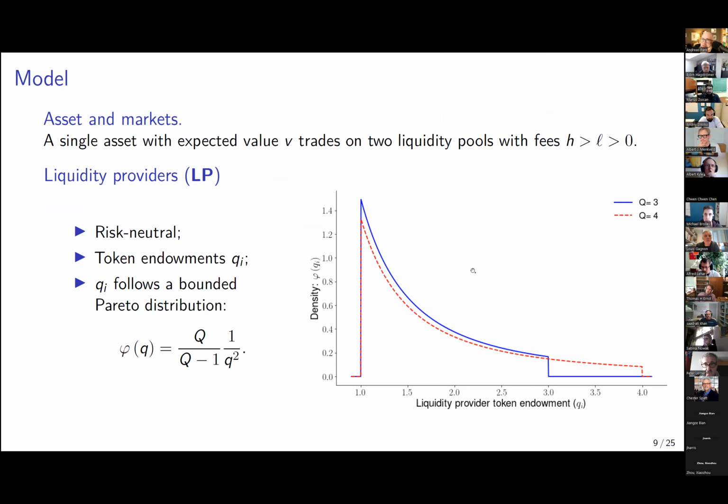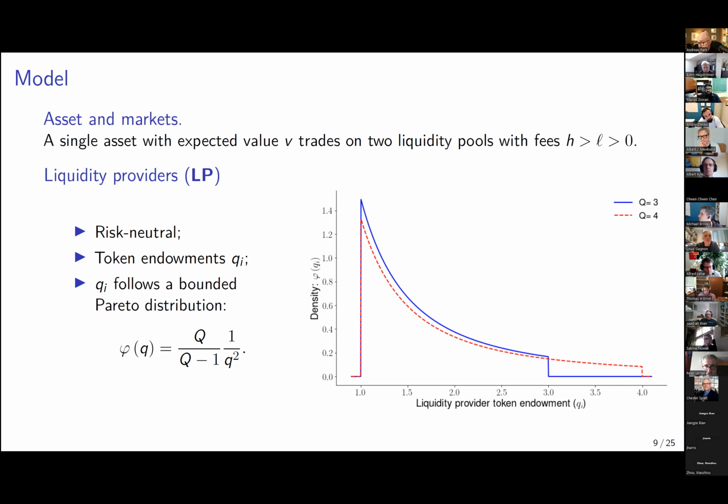And we're going to have a mass of liquidity providers. They're going to be risk neutral, which doesn't really matter since there's no risk to begin with. But they have heterogeneous token endowments. Basically, there are small liquidity providers and large liquidity providers, and the token endowments follow a bounded Pareto distribution. So we wanted to replicate a pattern like this.